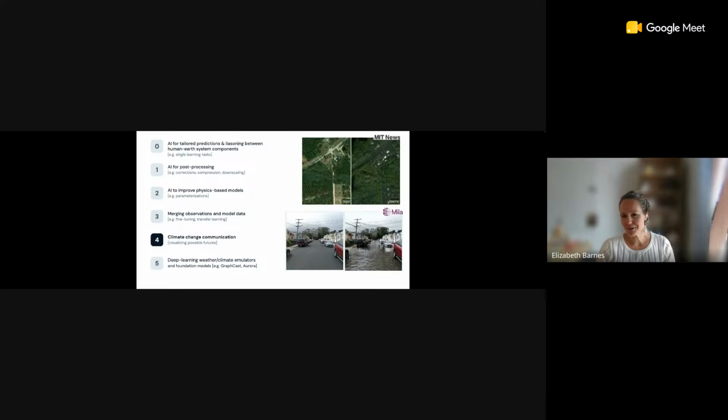Another one I like to point out to folks is that climate change communication is very important, and the visualization process, people visualizing what the world looks like under different climates or different environmental impacts, is incredibly powerful. These are old examples, but AI now I think has a role to play in that visualization process.